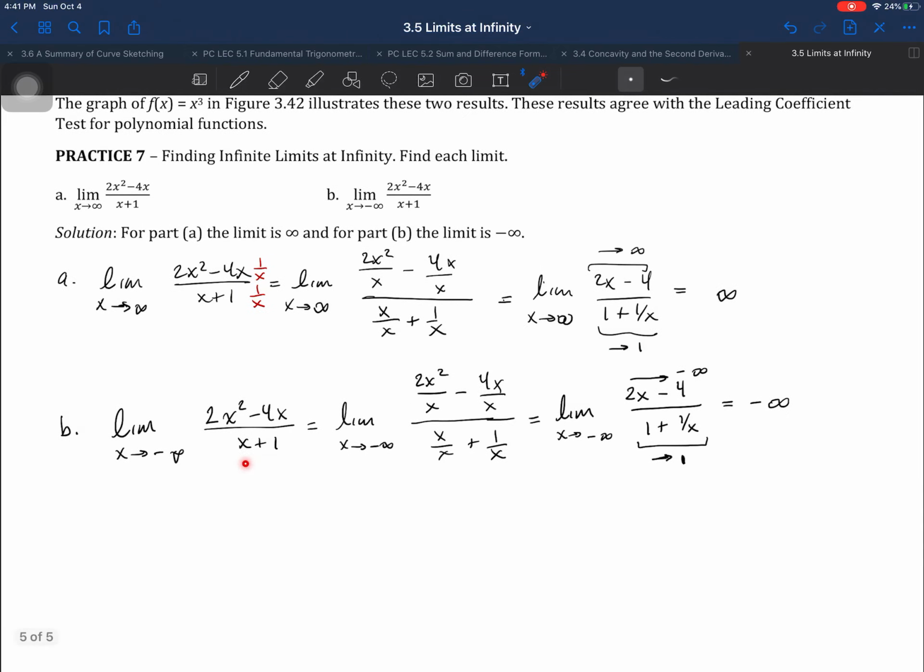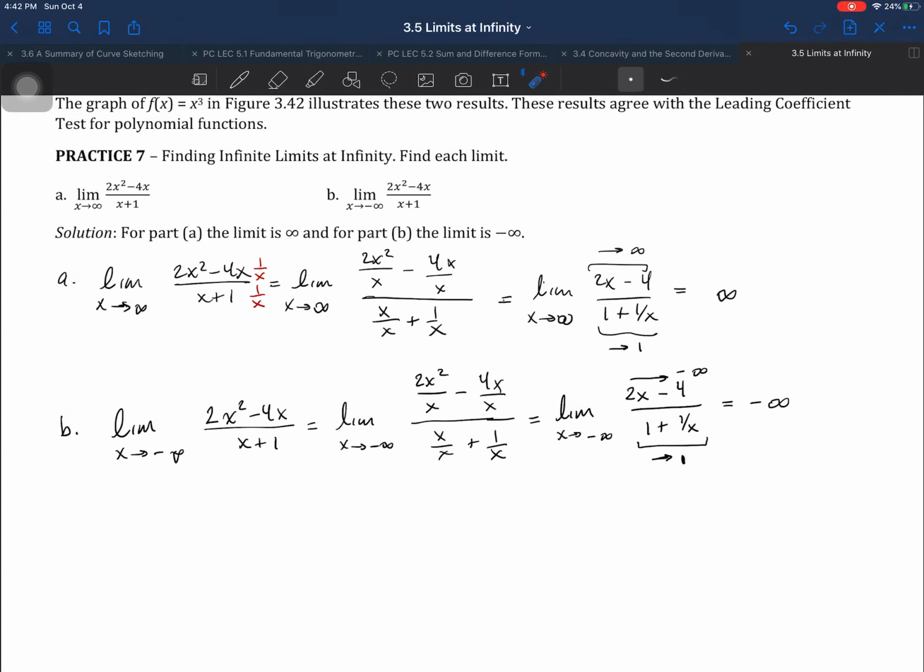Similar argument for the negative one. Same steps, right? But we end up getting here 2x minus 4 over 1 plus 1 over x. In this case, this is going to negative infinity, right? Because x is going to negative infinity. 2 times negative infinity is negative infinity. Minus 4 is still going to go to negative infinity. This is going to go to a 1, right? Because this is becoming 0. So therefore, you have negative infinity over 1 equals negative infinity.